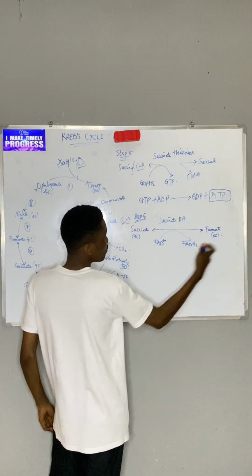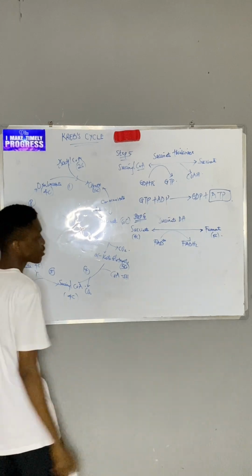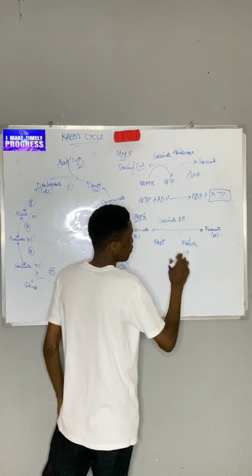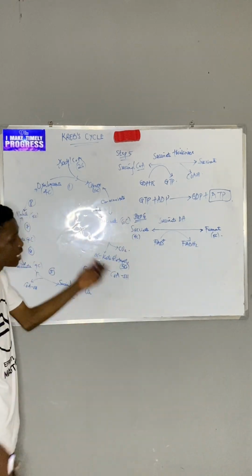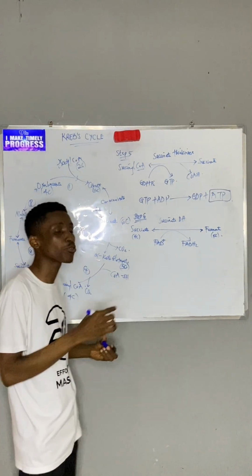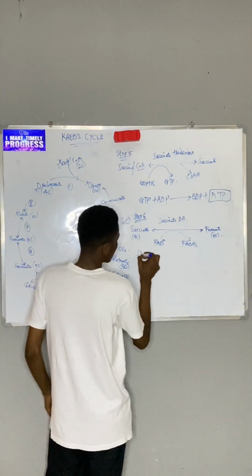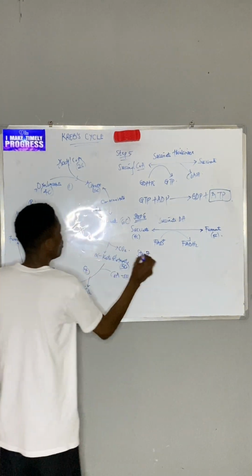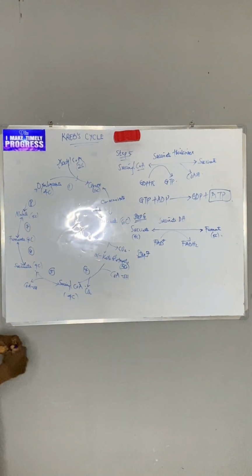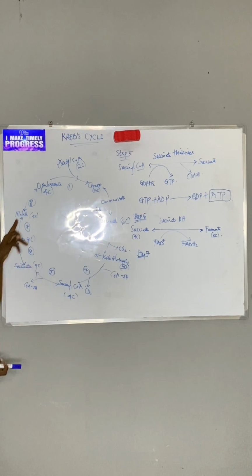Of course, FADH2 will also enter the electron transport chain. We'll talk about the electron transport chain in one of our videos shortly, still in this series. FADH2 is carried into the electron transport chain to produce energy. Now we go to step 7. What happens in step 7? Fumarate changes to malate.